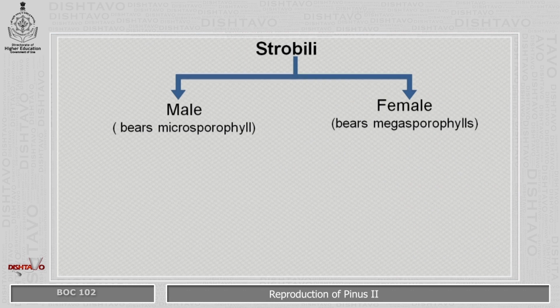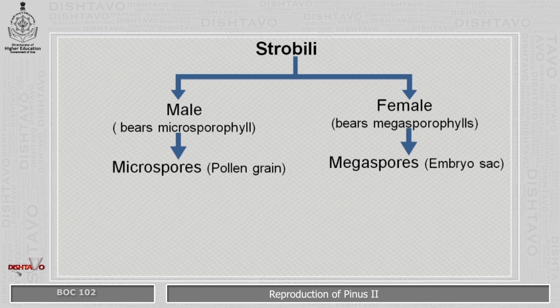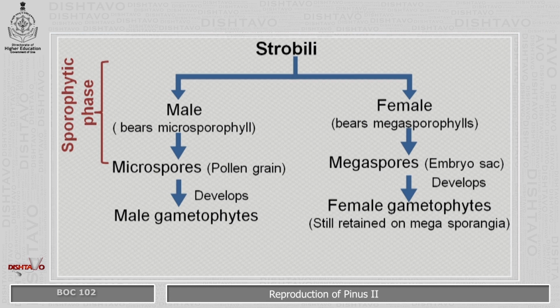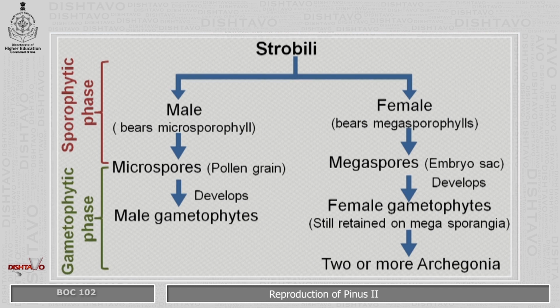Strobili. There are two types of strobili, male and female. The male cone will develop microspores and the female cone will develop megaspores. This is the sporophytic phase of the Pinus plant. The microspore will develop the male gametophyte and the megaspore will develop the female gametophyte, which is retained on the megasporangia and will lead to the formation of two or more archegonia. So this is the gametophytic phase of the Pinus plant.